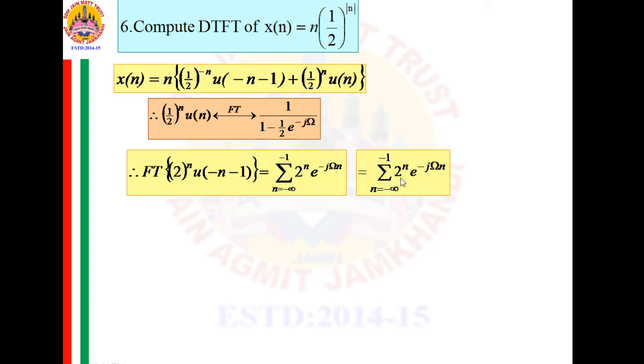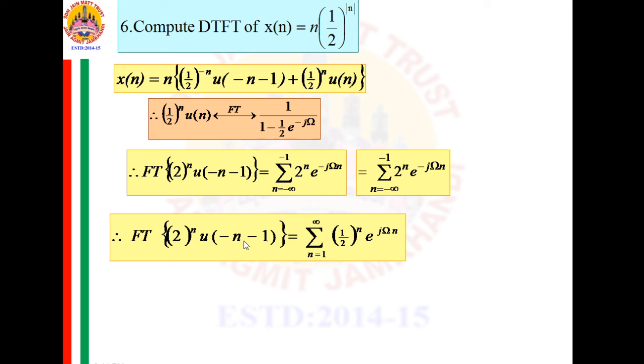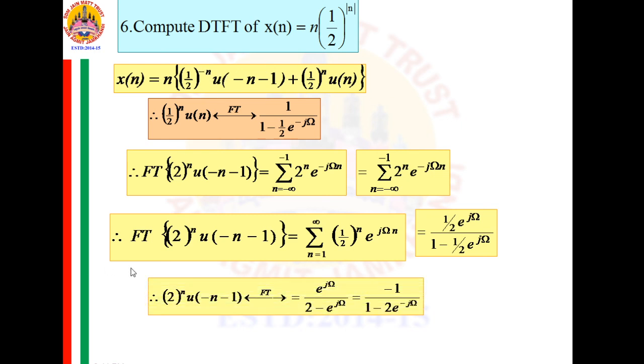So these terms will become 2^(-n) and then e^(+jΩn) here. So this becomes the summation from n equals 1 to infinity of 2^(-n), which can be written as (1/2)^n e^(jΩn). Now the closed form expression of this is (1/2)e^(jΩ) divided by 1 minus (1/2)e^(jΩ). Now the addition of these two will give you the DTFT of these two terms.